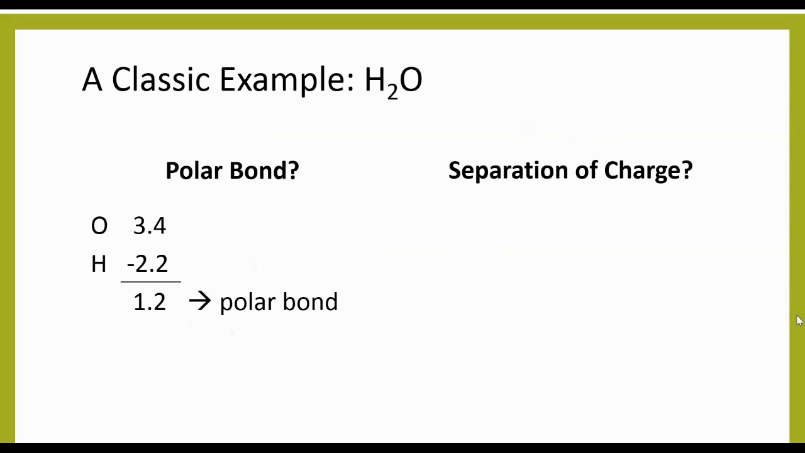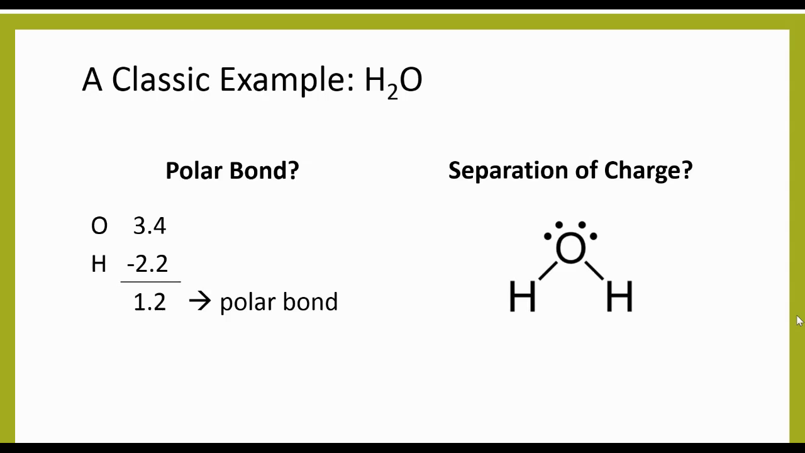Okay, so let's work through one example of this, water. We want to figure out whether or not it is polar. Well, we need to first ask ourselves, is there a polar bond? So we're going to take the difference between the oxygen and the hydrogen. Now notice, even though I have 2 hydrogens, I just subtract one value of 2.2 because I'm just thinking about the bond of O and H. So in this case, I have a difference of 1.2, which is a polar bond.